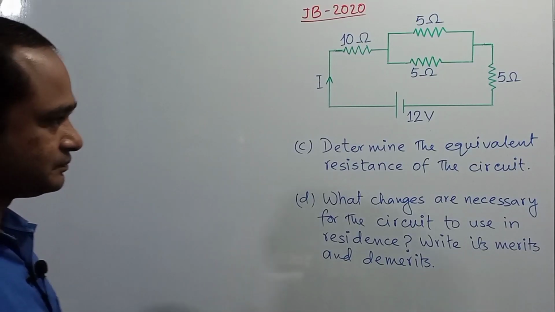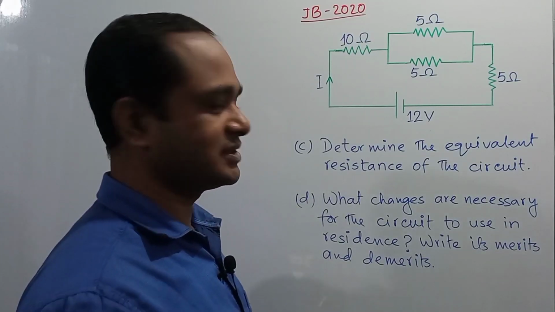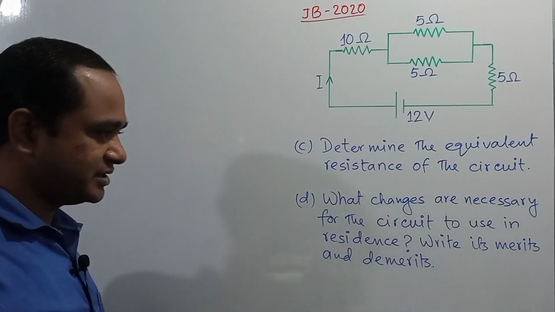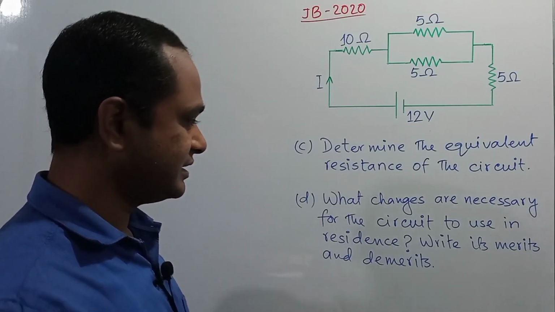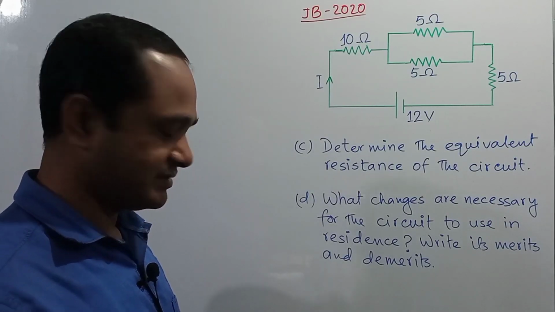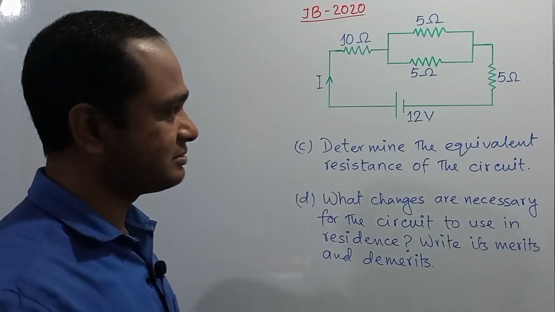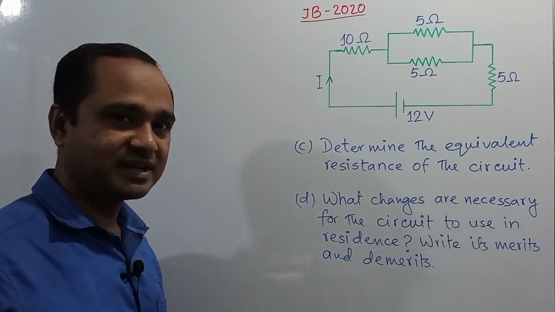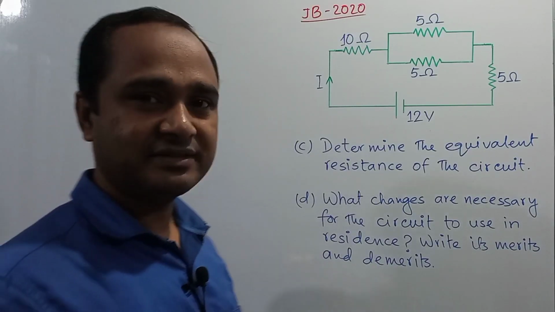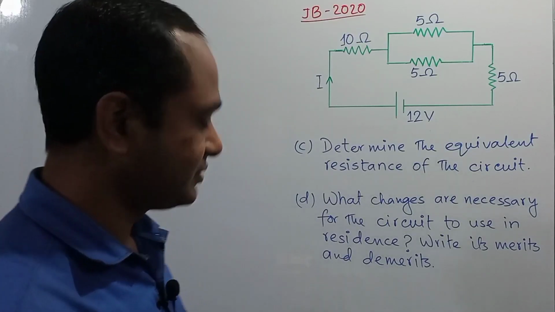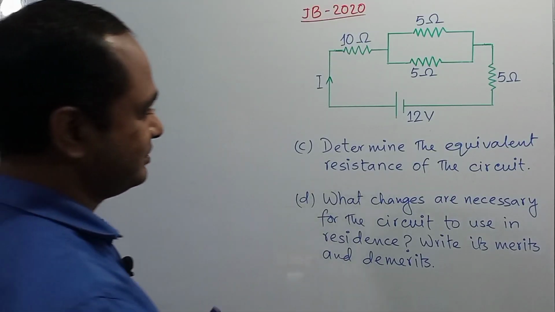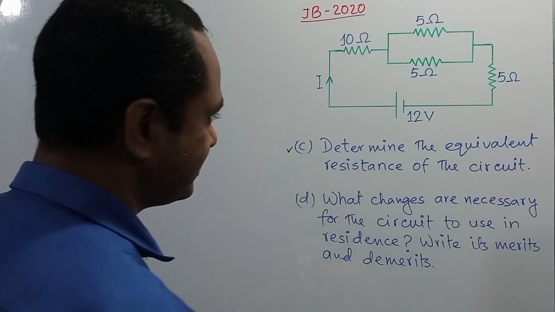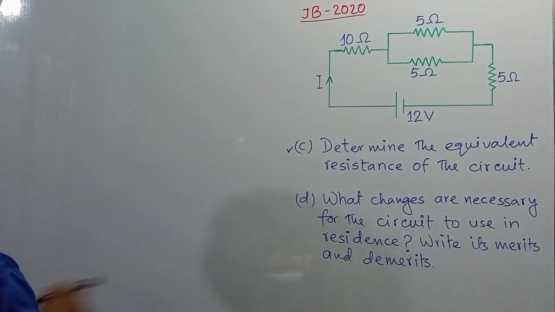So the questions are: determine the equivalent resistance of the circuit. And in the question they also ask what changes are necessary for the circuit to be used in a residence, right? This circuit is not suitable for a residence. For a residence, we need a circuit diagram in such a way that every appliance has individual control, right? So dear student, first we are going to solve question number C, that is, we are going to determine the equivalent resistance of the circuit.